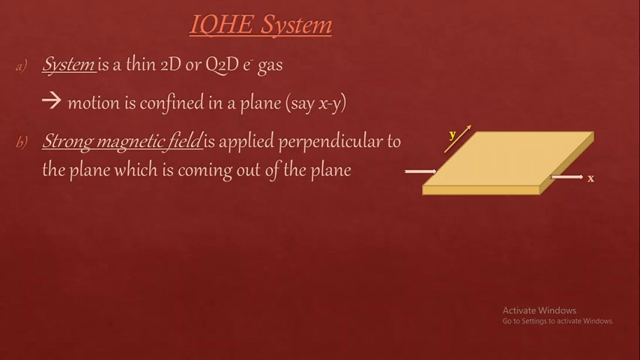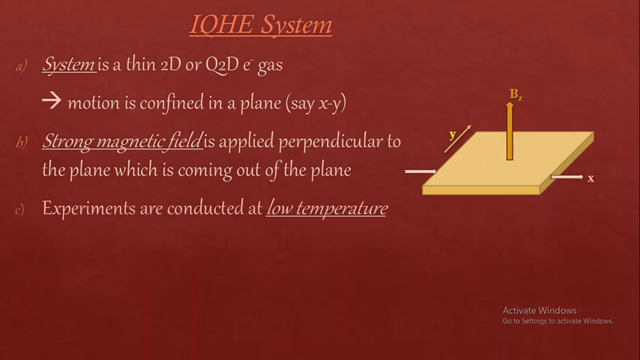The second one is the magnetic field. How does the magnetic field have to be? Here we need a strong magnetic field, we can say in the range of 5 to 30 Tesla, applied perpendicular to the plane, where if you consider xy as the plane of the semiconducting material, then the magnetic field will be pointing outward, in the upward direction or the downward direction of the plane. So this is the nature of the magnetic field, which is very important if we need to observe the effect.